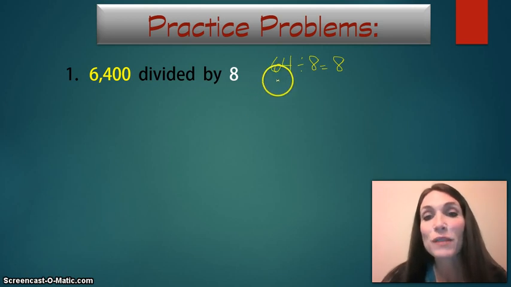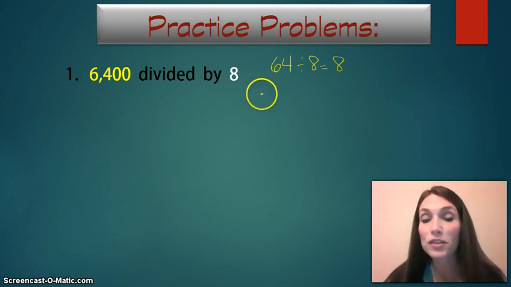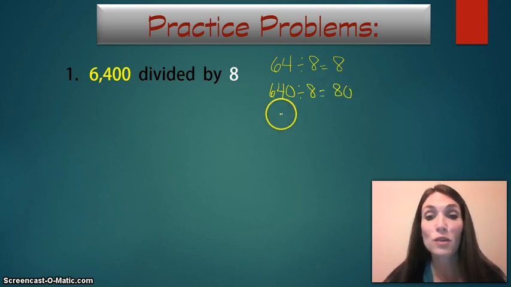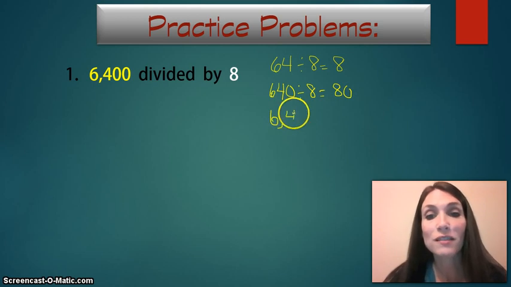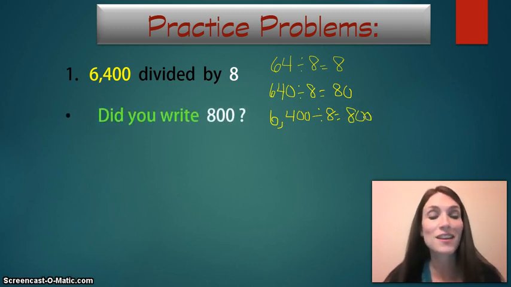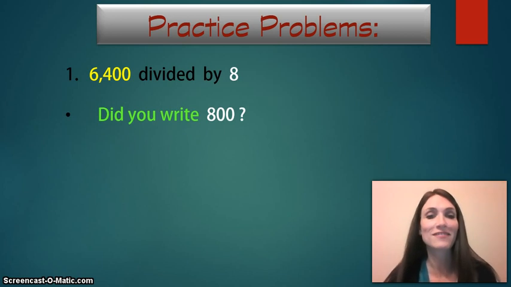So if we continue on with our knowledge of multiples, that helps me know that 640 divided by 8 gives me an answer or a quotient of 80. So that would mean 6,400 divided by 8 would be 800. So let's check our answer. Did you write 800? If you did, you got that correct.